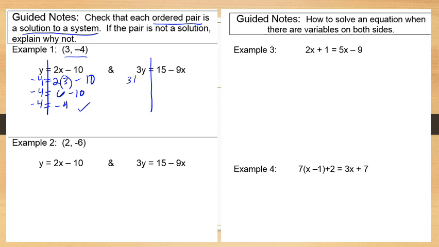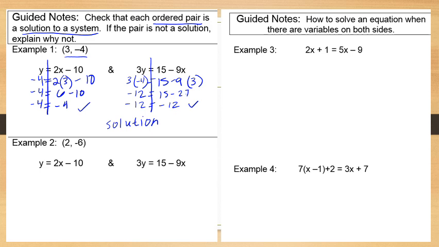So now 3 times the y coordinate, -4, equals 15 minus 9 times the x coordinate, 3. That gives me -12 on this side, and then 15 minus 27. And so I get -12 equals -12. So I will consider this to be a solution because it works for both equations.